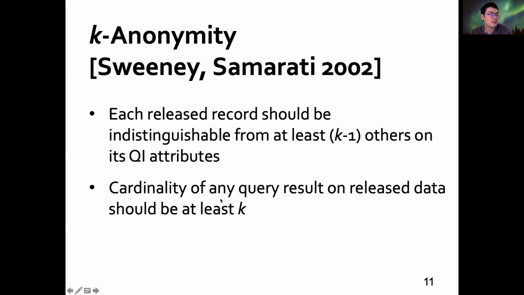And so the cardinality of any query result on released data should be at least K. For example, you write a SQL query with some where A equal to something, B equal to something, C equal to something. For any SQL query, the result has at least K rows. So this is basically what it means.